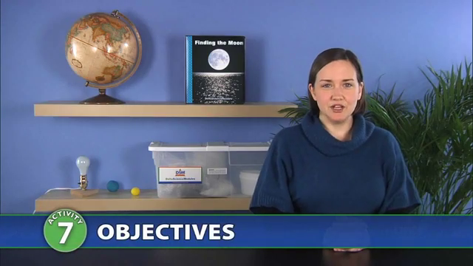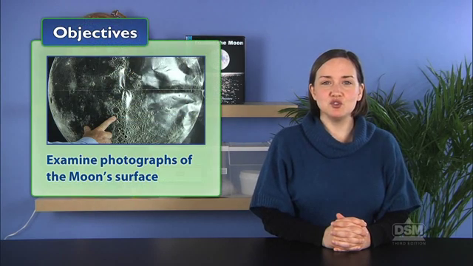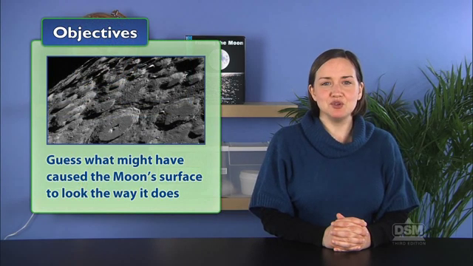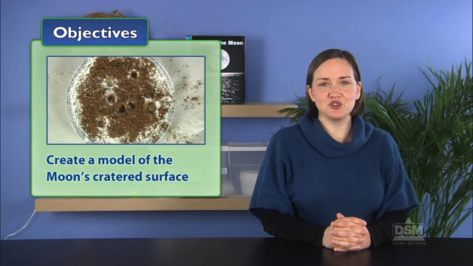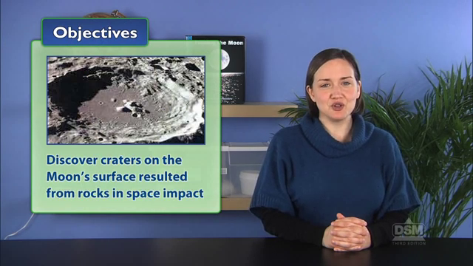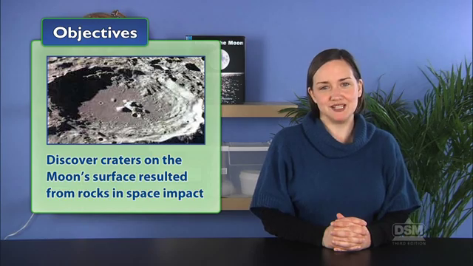In Activity 7, Lunar Landforms, students learn how the surface of the moon looks and feels and reenact the cratering of the moon's surface by bombarding pans of powder with space rocks. They first examine photographs of the moon's surface for clues to its features, then guess what might have caused the moon's surface to look the way it does, and create a model of the moon's cratered surface to discover that the craters were caused by the impacts of rocks from space.